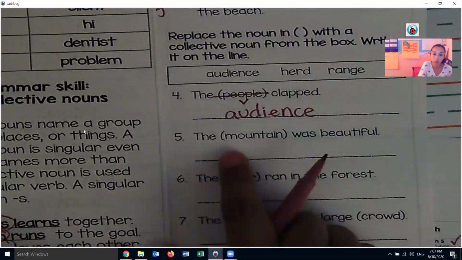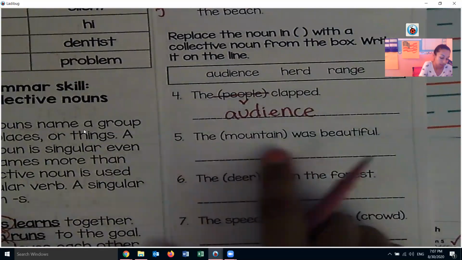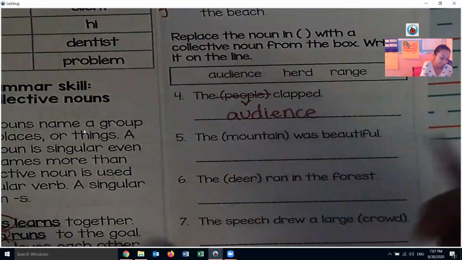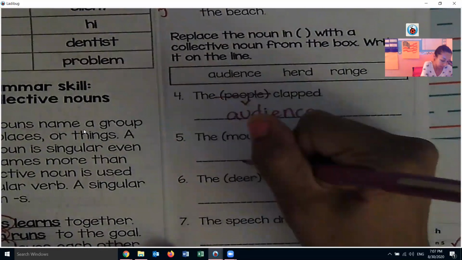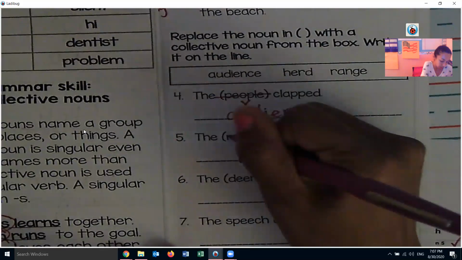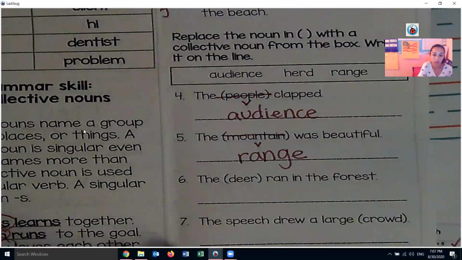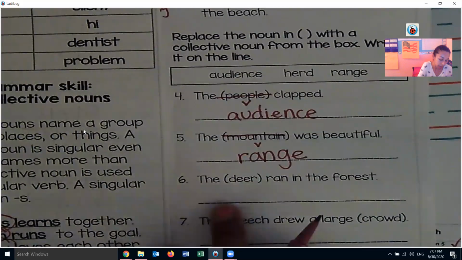So we want to make it a group of mountains, not just a mountain. So this is going to be a range. The range, let me cross it off. So the mountain range, lots of mountains together. The range was beautiful. The deer ran in the forest.